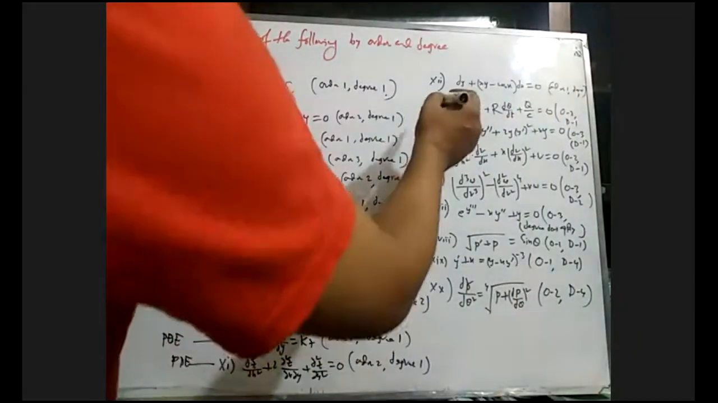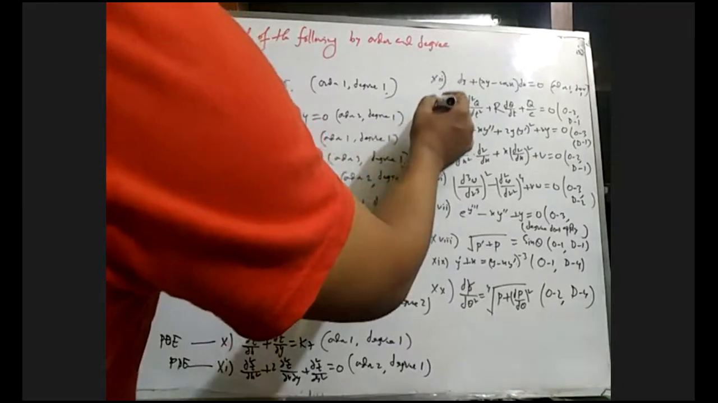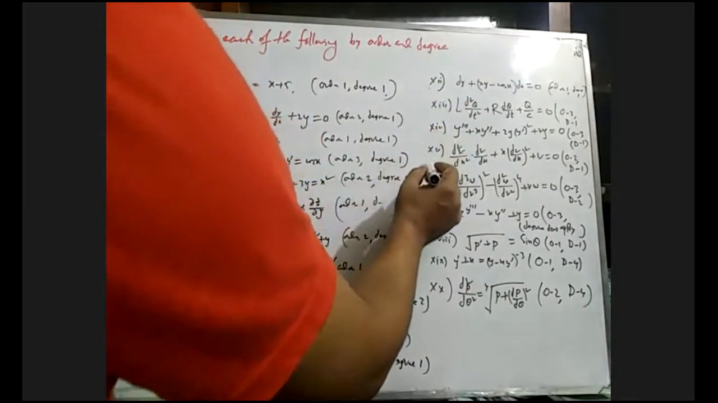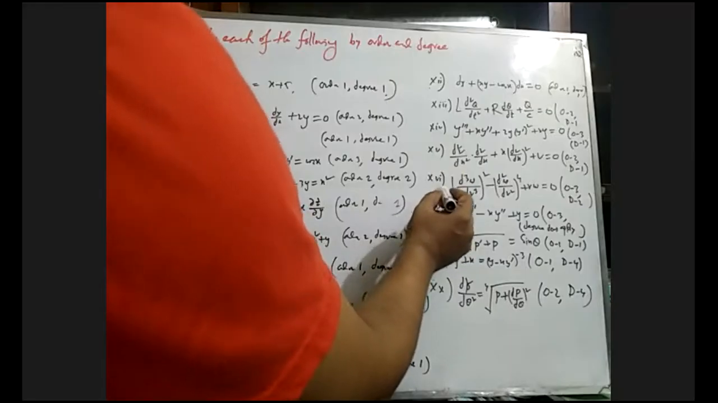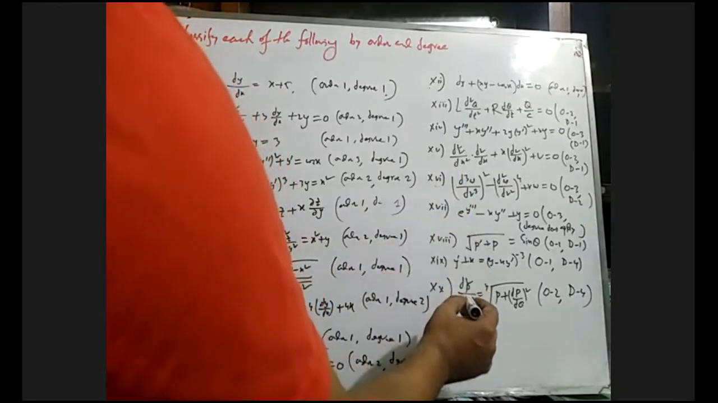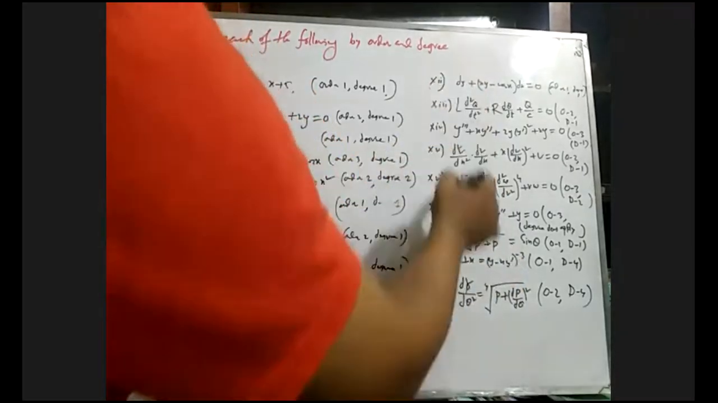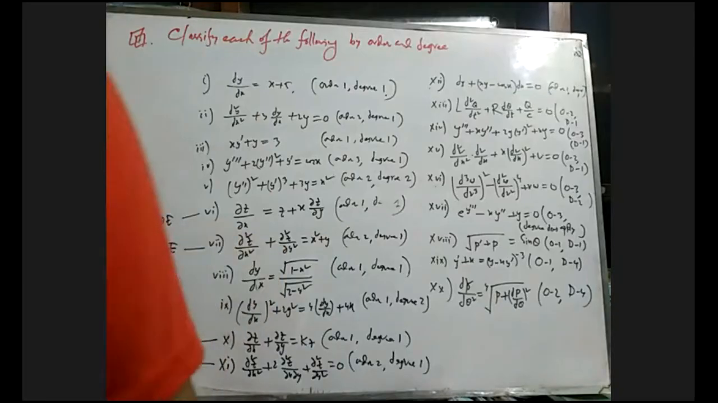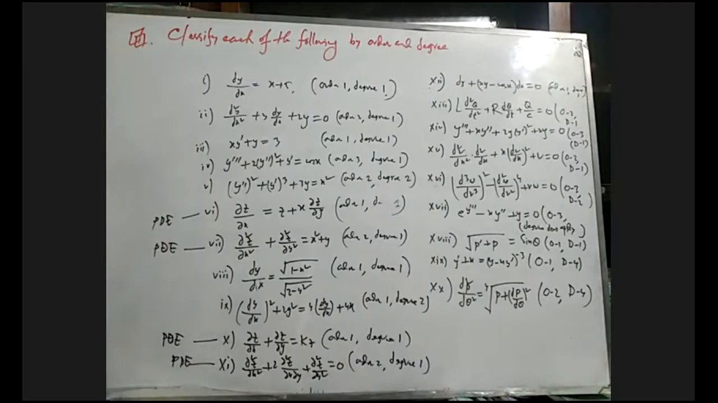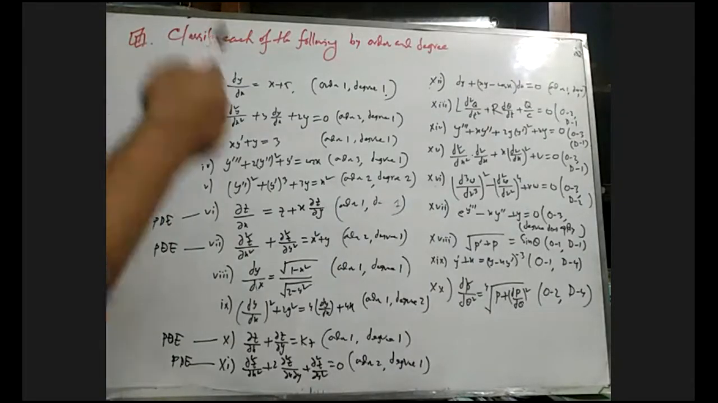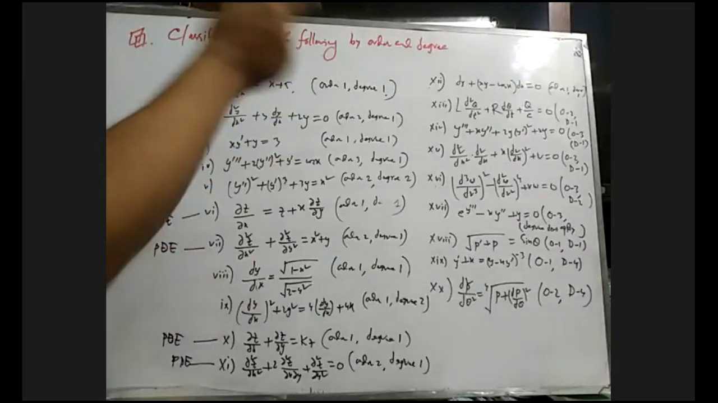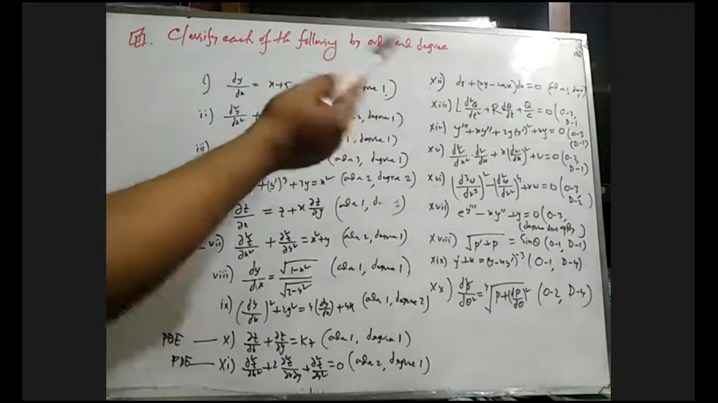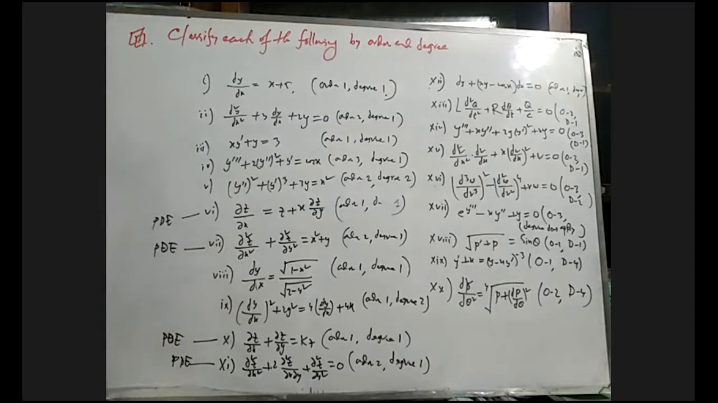And remember, this is an ordinary differential equation, and this is also ordinary, all are ordinary here. All are ordinary differential equations. Only 4 are partial differential equations, because in a partial differential equation there is more than one independent variable. So I have classified these 20 differential equations with order and degree, and also classified which one is ordinary and which one is partial. This is very important for you.